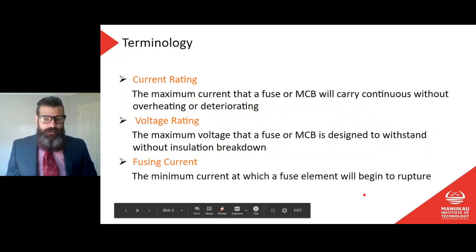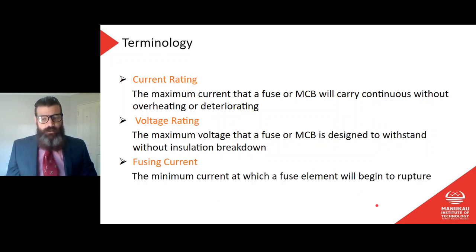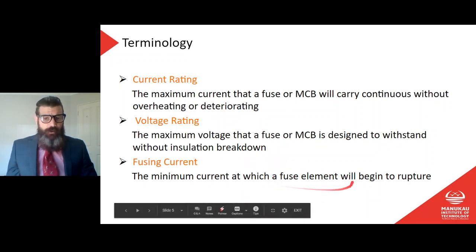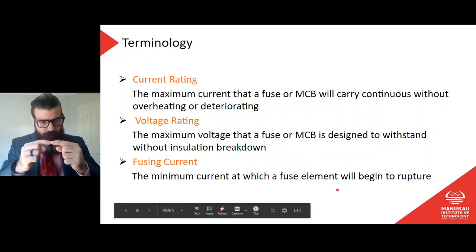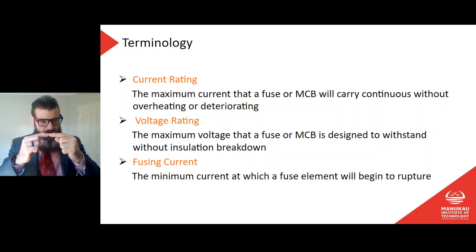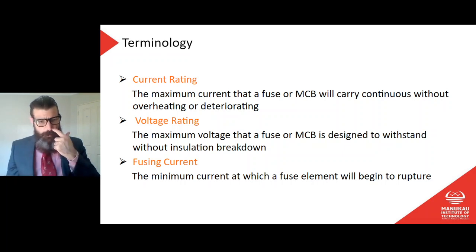The fusing current is the minimum current at which a fuse element will begin to rupture. So this is specifically for a fuse, not for an MCB, but the minimum current at which a fuse element will begin to rupture. So if you think about a fuse element, at its essence it is just a piece of wire, and it's going to disintegrate when you get an overcurrent. So the fusing current is the minimum current before it starts to fuse. Okay.